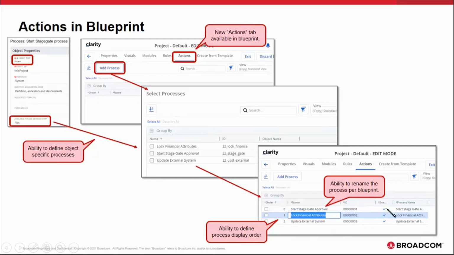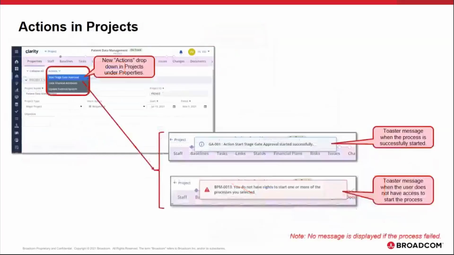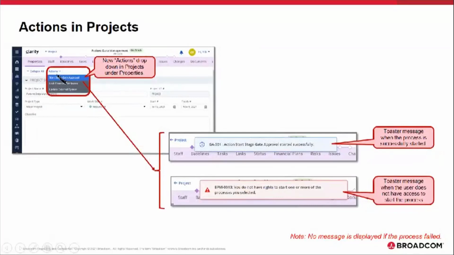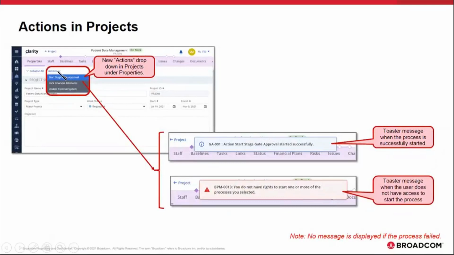You also have the option to enable or disable, so you can define multiple processes and you can then easily enable or disable those processes that are included in your actions. Once the actions have been defined in the project, they are available within the properties page of your object. There is a new drop-down that is made available under the properties page called Actions, and your processes that you have selected are displayed within those actions.